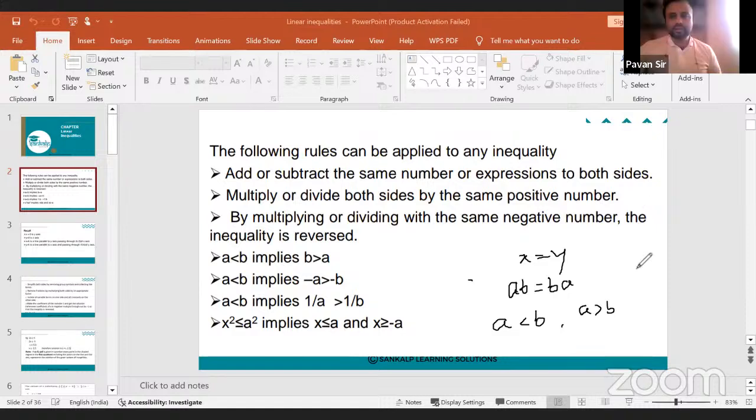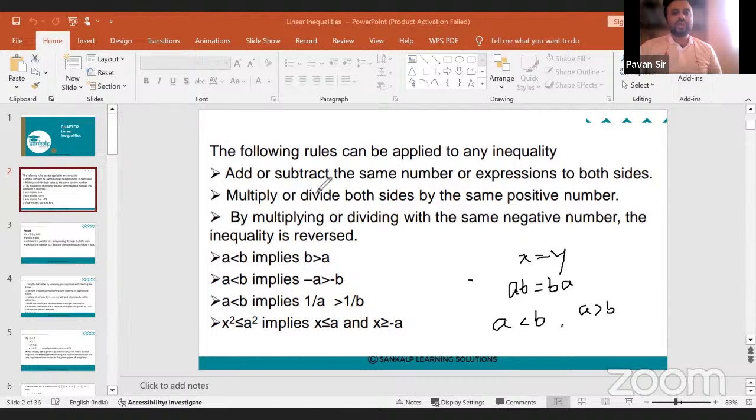We can say that A is greater than B, or A is less than B. At that time, we can state this statement as inequalities. Inequalities in the sense both are unequal. Some variables are greater than the other one. So these type of variables we call as inequalities. So here, let me start with one by one introduction to the linear inequalities.